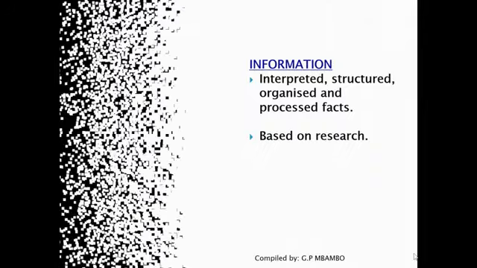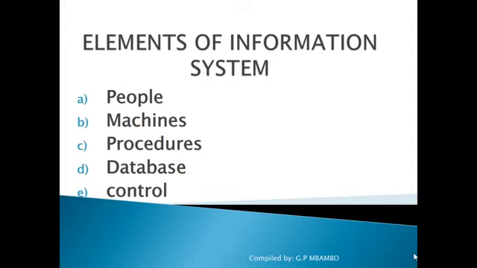So right here we've got the elements of information system. Those elements must be listed as people, machines, procedures, database, and control. So when it comes to people, you need to take note that people are regarded or considered as the main element of information system, because for everything in connection with information system to be possible, it's because of a human being.